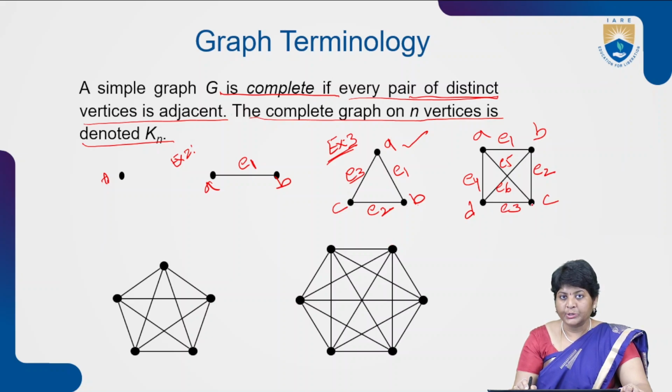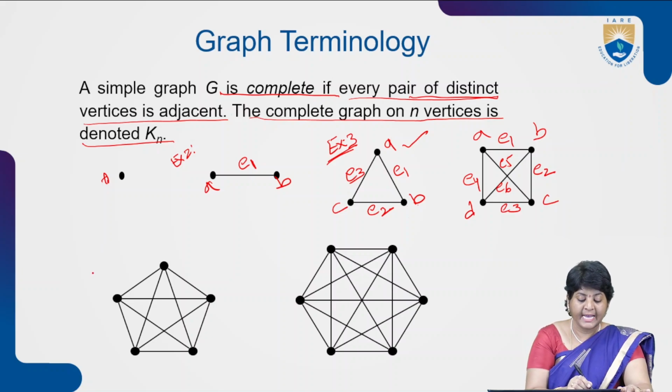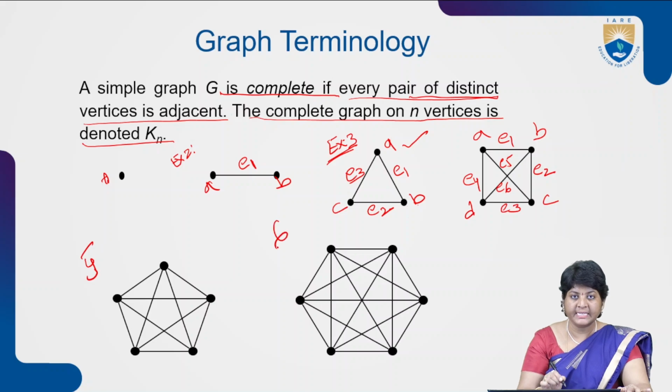And C is connected to the adjacent vertices B, D, A. So this is said to be a complete graph. So here are a few more examples, example 5 and example 6.